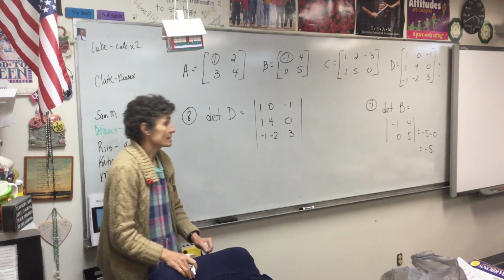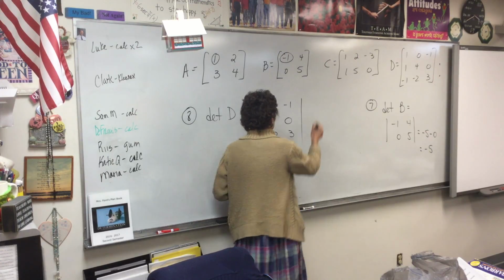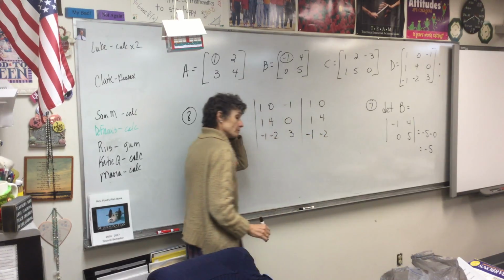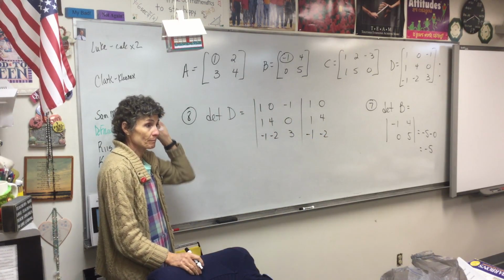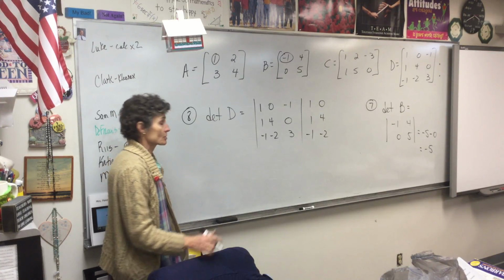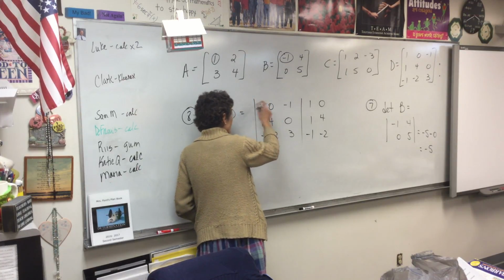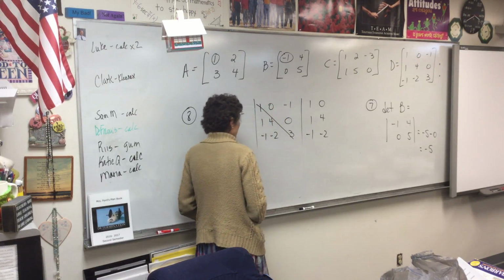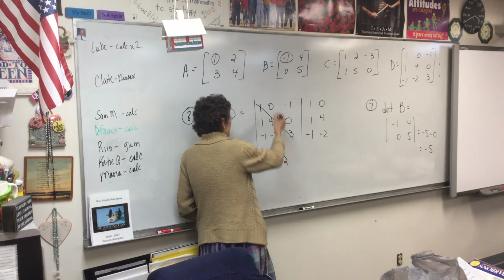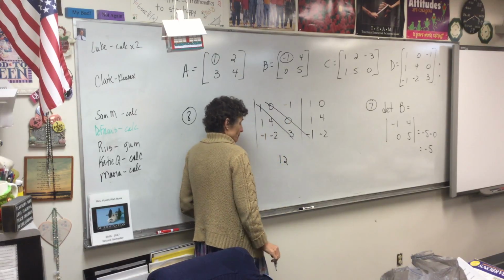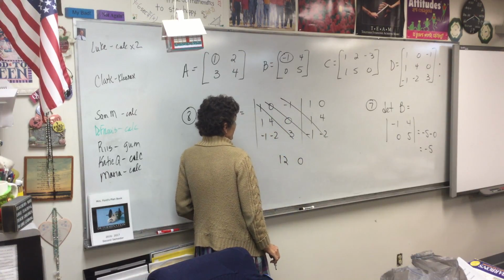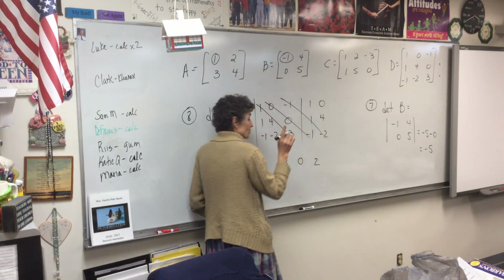So what do we do? Take the first 2 columns and write them out here. Everybody remember that step? Now, do you remember what to do next? We start with the very first number we wrote. So we start right here and we multiply. We get 12. And then we multiply again, and we get 0. And we multiply one more time and we get positive 2.